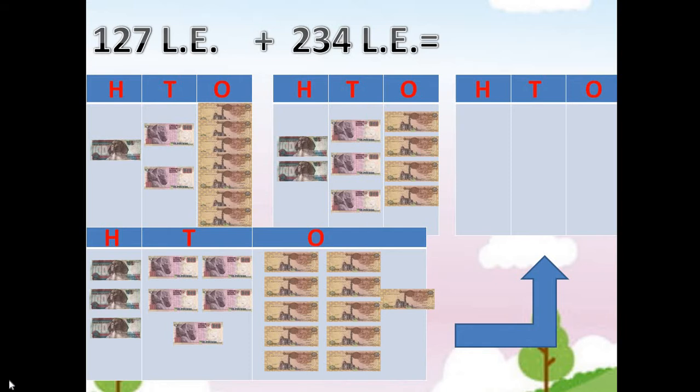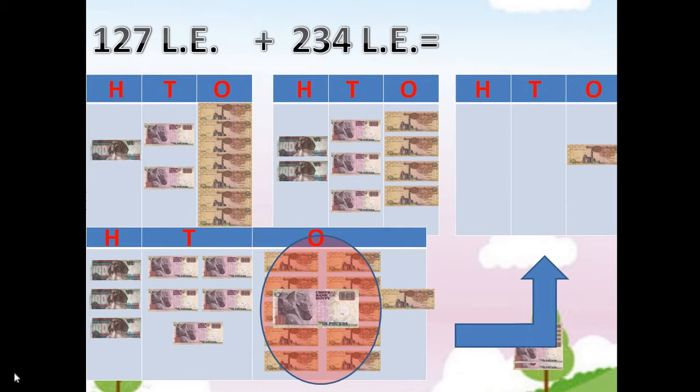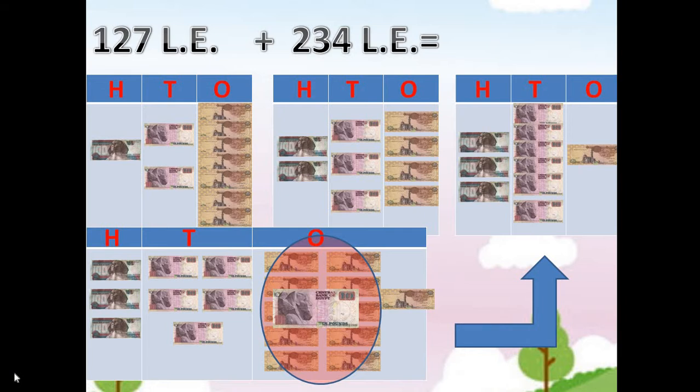How? First I will take 10 from the ones. Now 10 ones means what? Means 1 ten. So the rest with me in the ones will be 1. And in the tens we have now, we have 5 already and 1 new 10. So now we have 6 tens. And in hundreds we have 300. So the answer will be 361 LE.